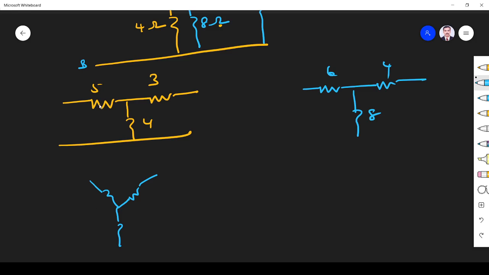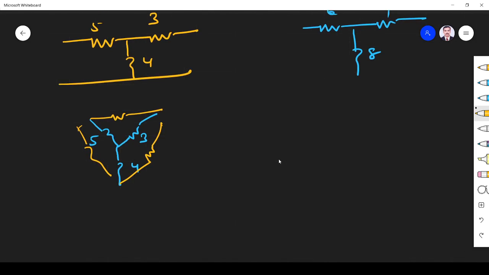So this arm I have drawn like this. 5, 3, 4. What is my equivalent delta? This is my equivalent delta. Fine. So I can draw like this. Okay, how can I find? Let us see. This is R1. This is R2. This is R3.